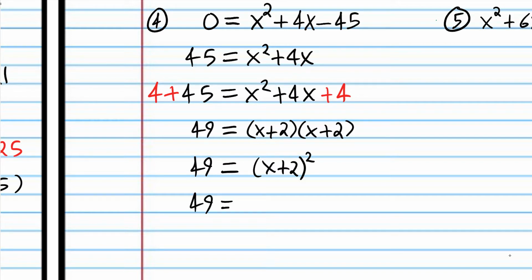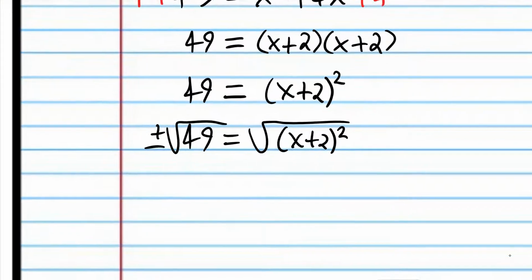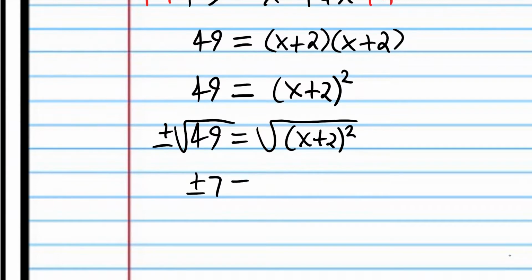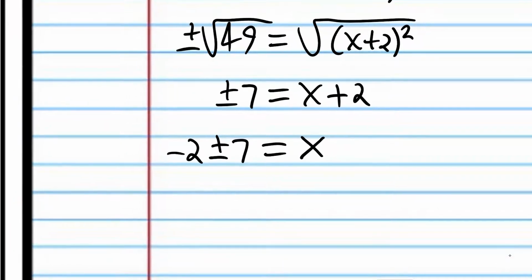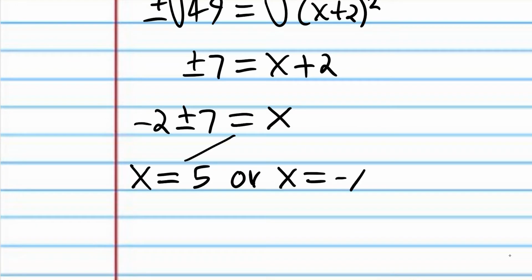So now we're changing to square notation, and we're going to square root both sides of the equation. And then we get plus or minus 7 is equal to x plus 2. We're going to subtract 2 from both sides, and we get negative 2 plus or minus 7 is equal to x. Now, if 7 is positive, it's negative 2 plus 7, which is 5. And if 7 is negative, then it's negative 2 minus 7, which is negative 9.